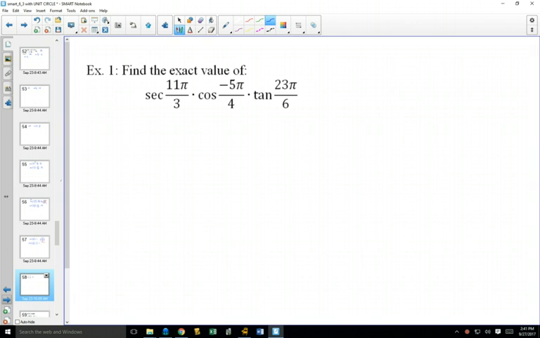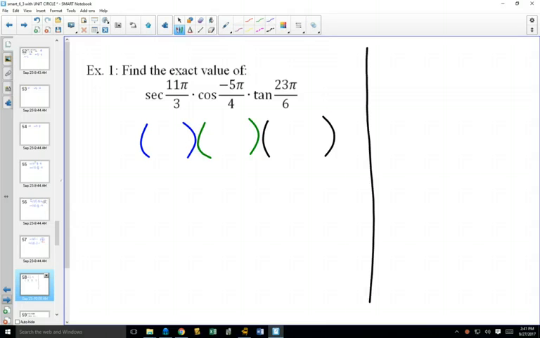So we're going to figure out secant of 11 pi over 3. I'm going to do that one in blue. I'm going to figure out cos of negative 5 pi over 4. I'm going to put green brackets there. And then tan of 23 pi over 6. I'm going to do black brackets there. And we're going to figure out each of these separately.